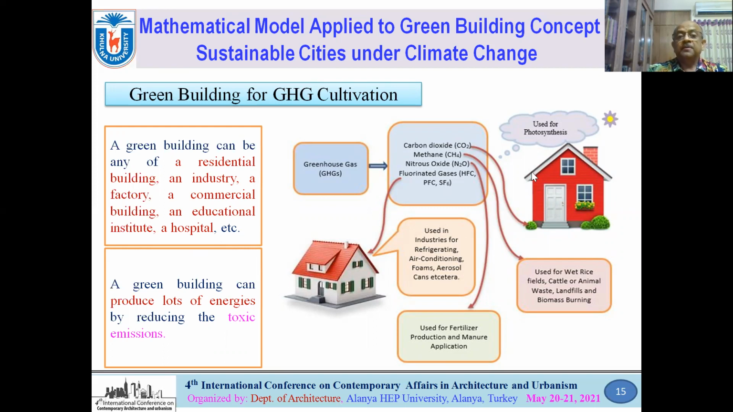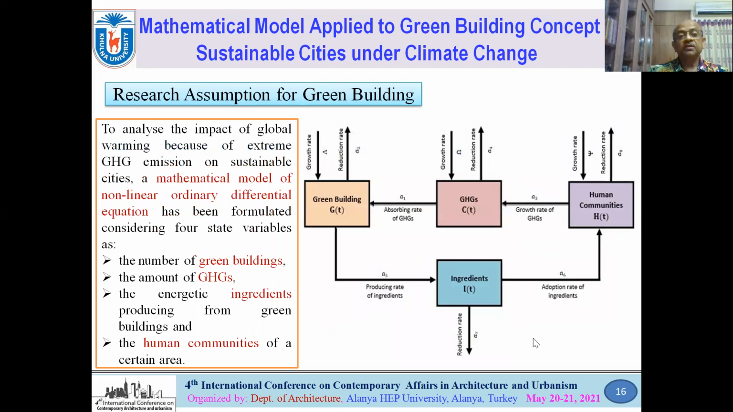So this is the different way that we reconstruct our old buildings, and even redesign new buildings for sustainable cities. So we'll consider here 4 state variables, considering 4 components in different states. Actually, the first one is the green building. So we want to maximize our green buildings in the urban area or the sustainable city.